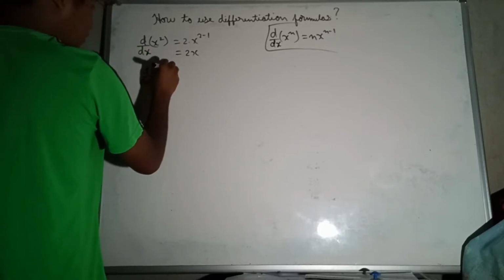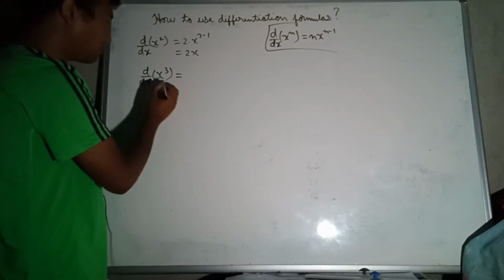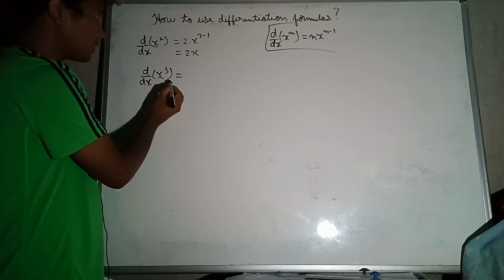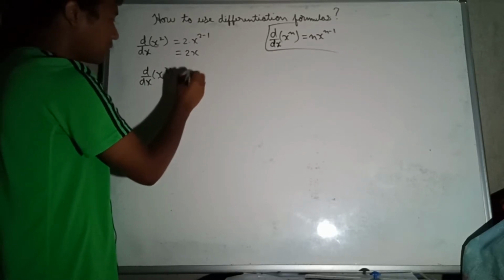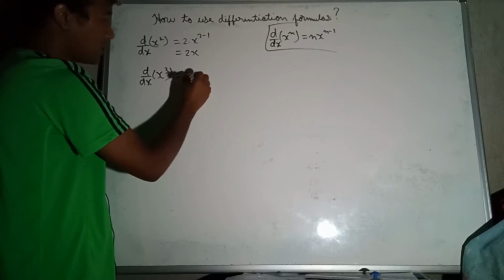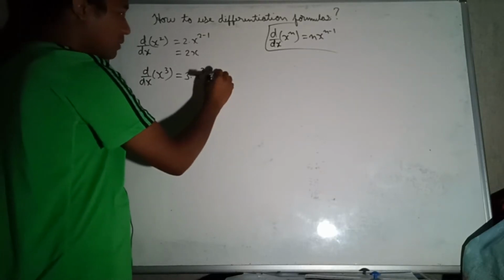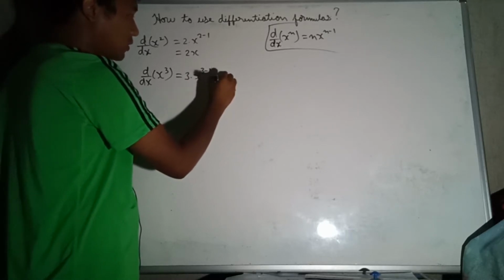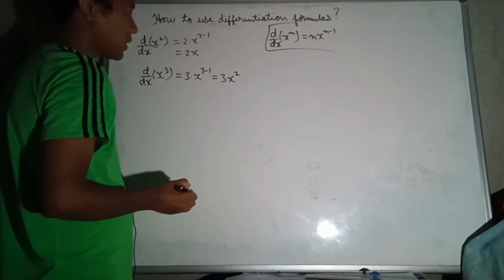Next, d/dx of x cube. We solve it again with the formula: d/dx of x cube is n x to the power n minus 1, that is 3 into x to the power 3 minus 1. This is equal to 3 into x to the power 2. So this is 3x squared.